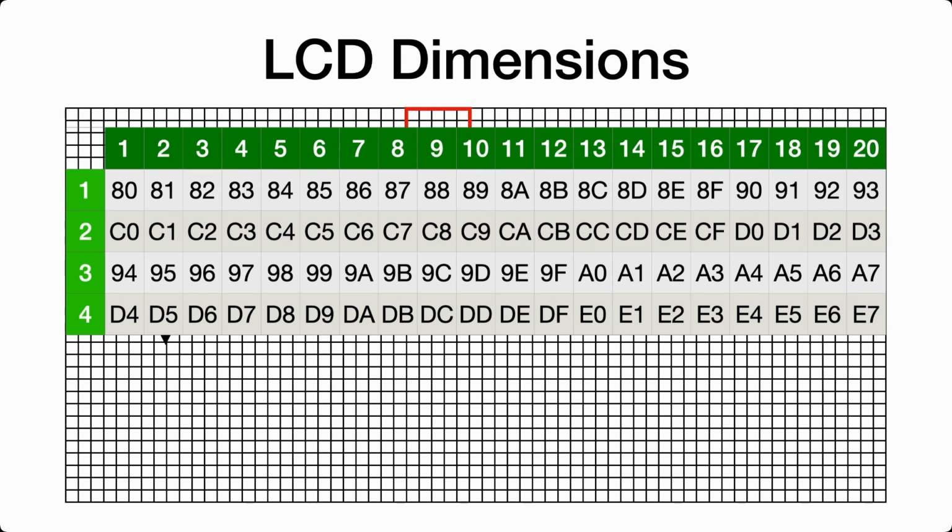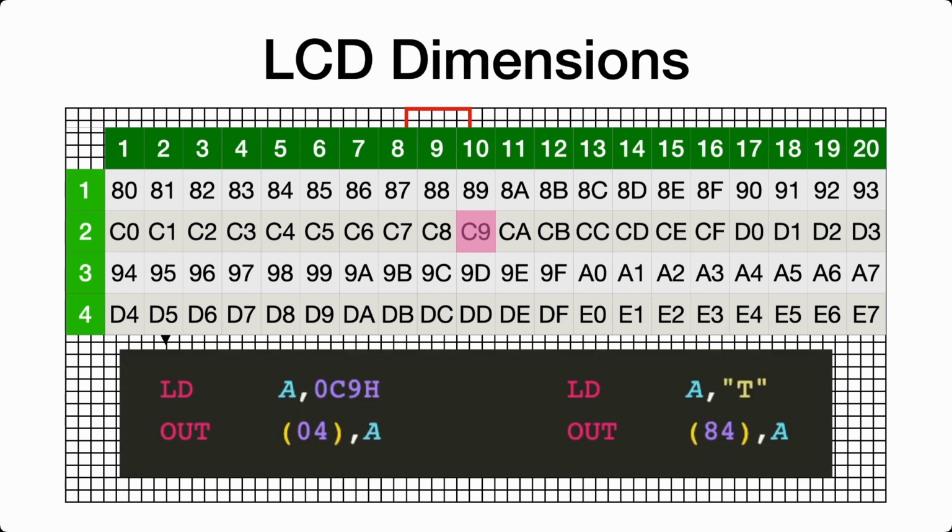So let's say I want to place the character in column 10, row 2. Well, first I get the right row. So in a lookup table, I'll retrieve C0 for row 2, and then I just add the number of characters across. In this case, it will be 9 because we started with 0. It gives me C9. In the code, all we do is send C9 out to the LCD as an instruction.